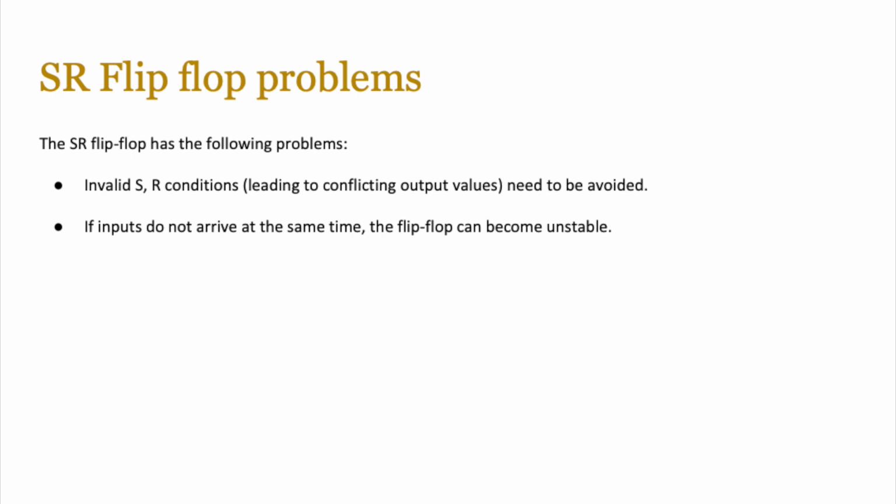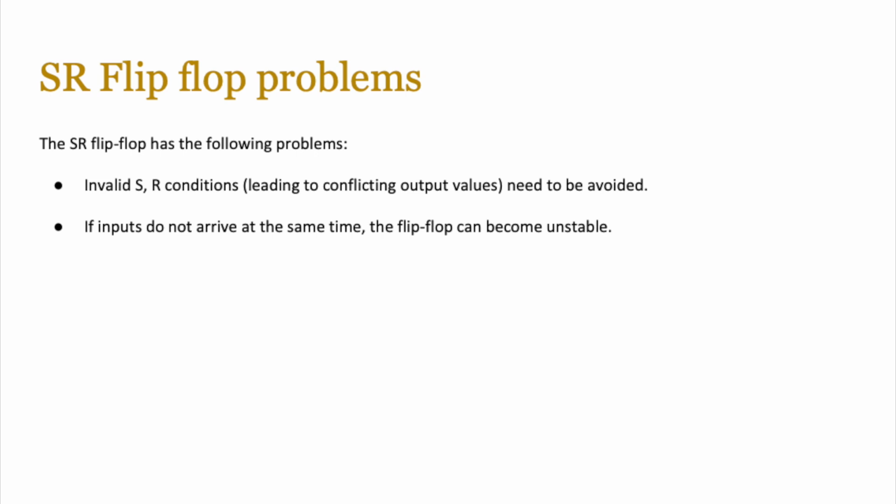For example, let's just say you already have a 1 at reset and you've got a 0 at set, but the next set of inputs you're sending are 0 for reset and 1 for set. And for some reason, that 0 gets delayed and the 1 arrives. Now the reset is already 1 and the set is 1, and that could lead to instability as well. So what's the solution to this?